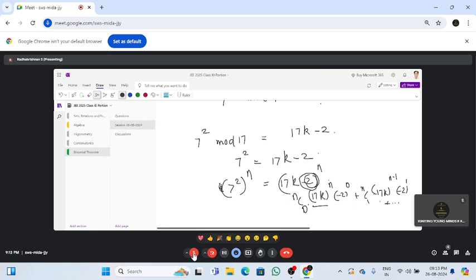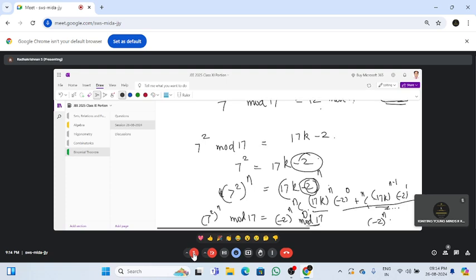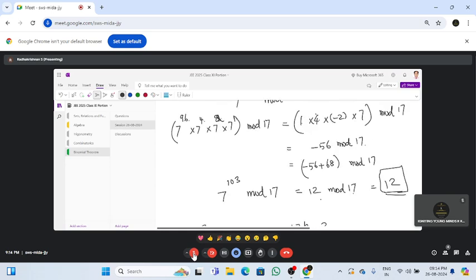So this is having 17, this is having 17, all the terms will have a 17. Only the last term, which is the (-2) to the power of n, will not have the 17. Therefore, this 7 square to the power of n mod 17 is simply, instead of taking 17 square, we can simply take this -2, because 17 can be ignored. All the terms are having 17. So it is equal to (-2) to the power of n mod 17. So this comes from the binomial theorem, and this is the formula that we used in our simplification.